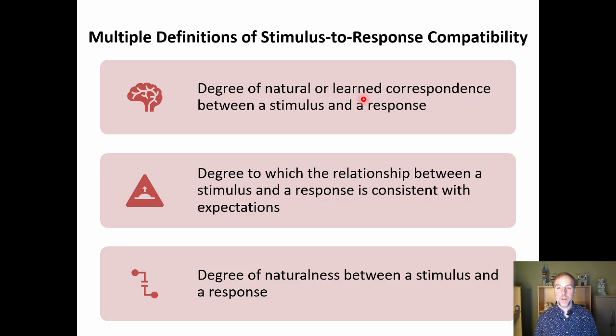Another great example of learned compatibility are light switches. So in North America, it's very common that the switch being up means on and down means off. That's not the case everywhere. In Germany, up means off and down means on. So you can have different learned stimulus response compatibilities, which could be appropriate in one country and confusing or complex in another.